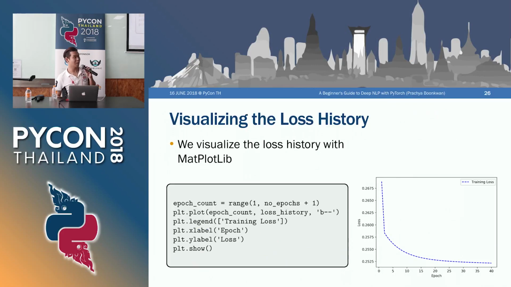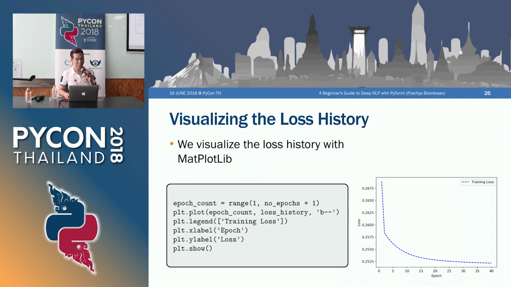So we plot the loss history for that model, which looks very, very convincing. The loss goes downhill. But if you take a look at the Y scale, that's not very wide. This is just from 0.26 to 0.25. That's the loss decrease you get, which is unsatisfactory.